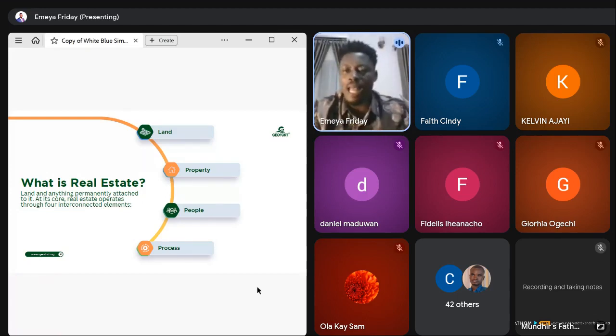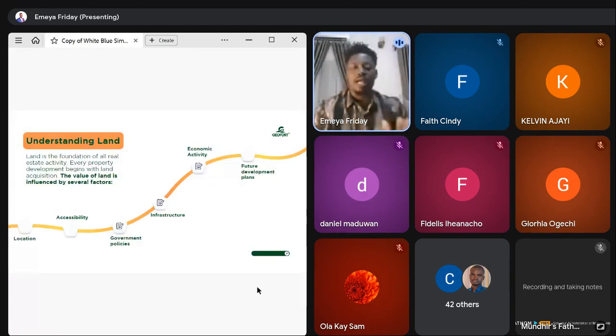So let's look at land. Understanding land. Land is the foundation of all real estate activity. Everything in real estate begins with land. You want to build a road, you want to build a house, think of it: airports, shopping malls, anything in real estate, everything begins with land.